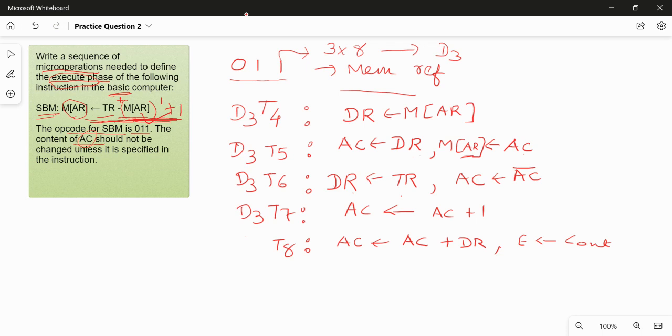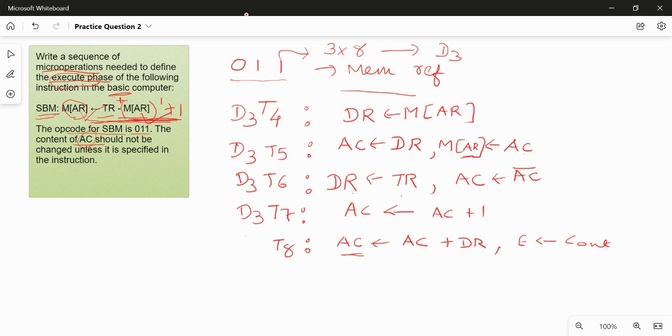Now, the subtraction is done and the result is currently available in AC. If you look at the question, the result of the subtraction is required to be stored in a memory word. Now, during T8, you can obviously not initiate this transfer AC to M of AR because you have to wait until the result is fully available in AC, and that will take approximately 1 clock cycle time. Usually, any operation that you perform using the adder and logic circuit takes around 1 clock cycle time. So you have to wait until the final result is available in AC.